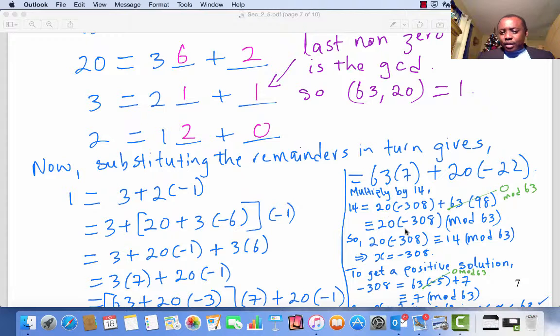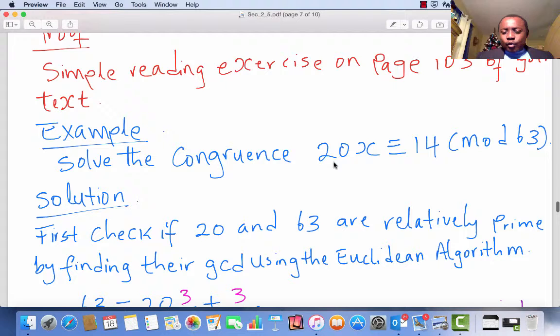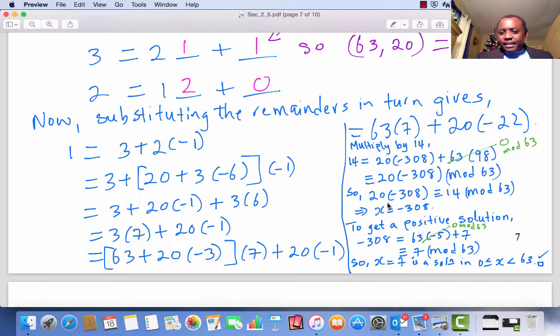Understanding that the relation of congruence is an equivalence relation, which includes symmetry, that brings us to 20 times negative 308 congruent to 14 mod 63. Again, 20x congruent to 14 mod 63. What do we have? 20 times negative 308 congruent to 14 mod 63. Guess what our x is? X equals negative 308. This is our solution.